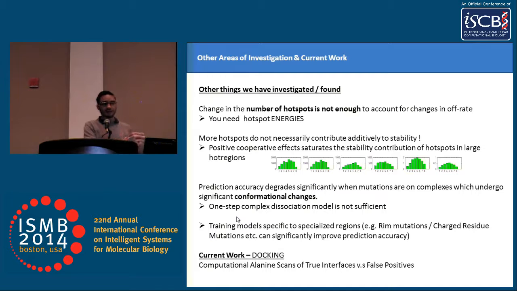of true interfaces, true complexes, and false positive docked poses to try and see whether hotspots and their prediction, their distribution, can discriminate between true interfaces and false positives.